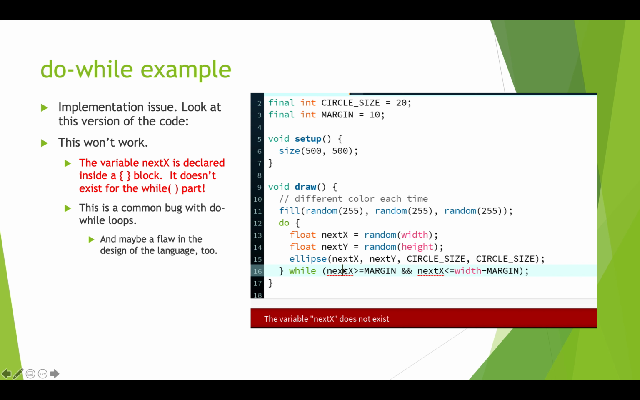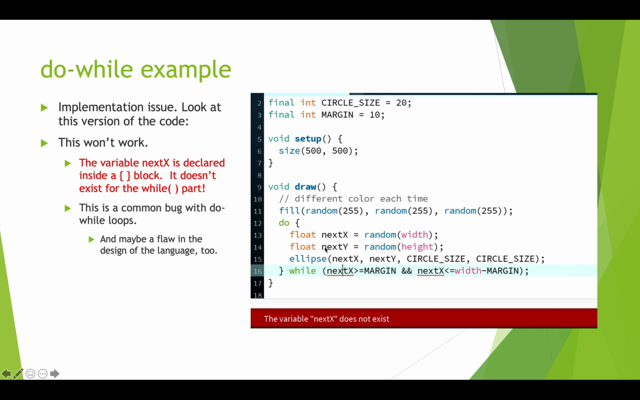Okay, all right. So there is an implementation issue. If we had tried to write the code this way, which looks pretty similar, we've got circle size and margin in our setup, and then we have our draw. If we had declared next x and next y inside of this loop, then we run into a problem. That is because these variable declarations, float next x, float next y, have scope that is defined by these curly braces. And then when we get down here to this test, it's actually saying that these are out of scope. Next x does not exist when I've clicked on that. So this is a common bug that you can run into with do-while loops.